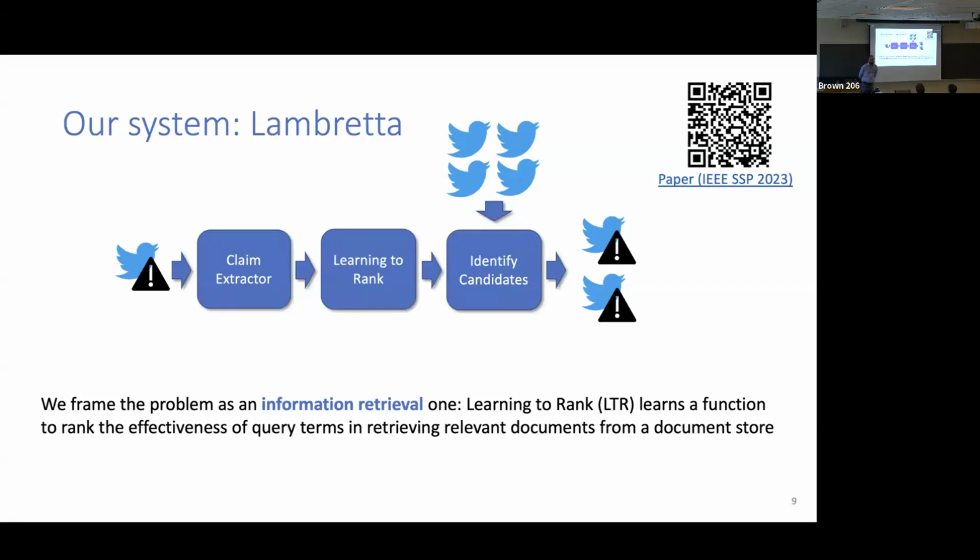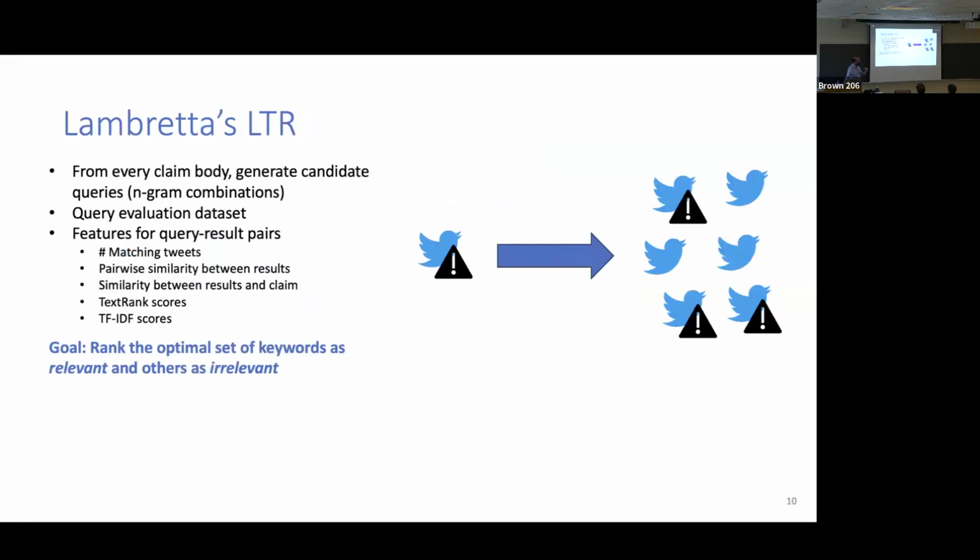We experimented with a set of techniques. There are keyword extraction techniques. There are more advanced semantic techniques like word embeddings and so on. We found that they're not working very well in this space. So we resorted to learning to rank, which is a technique that's popular in information retrieval. The goal here is to learn a function that ranks the effectiveness of a set of keywords in retrieving the relevant information. So the goal is to find the optimal set of keywords, okay?